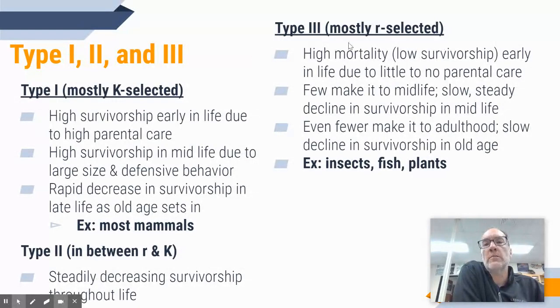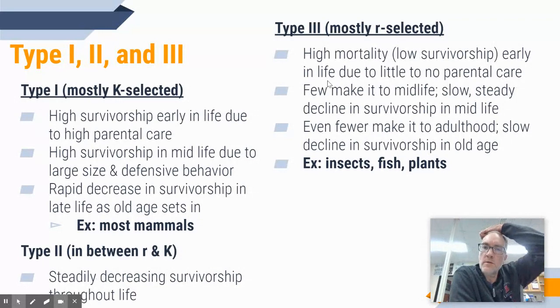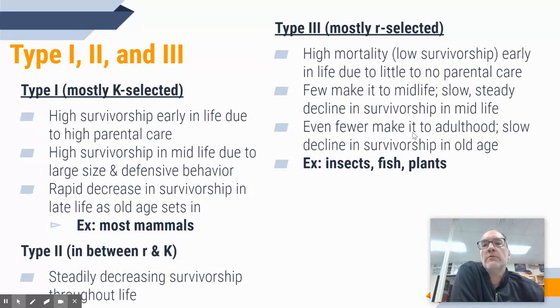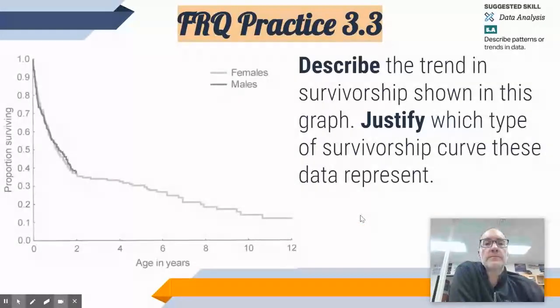Type 3, which are mainly the R-selected species, have a high mortality early in life because there's usually no parental care. Think of our fly example. Few make it to midlife, with a slow, steady decline in survivorship in midlife. Even fewer make it to adulthood. Examples, again, are those insects, fish, and plants.